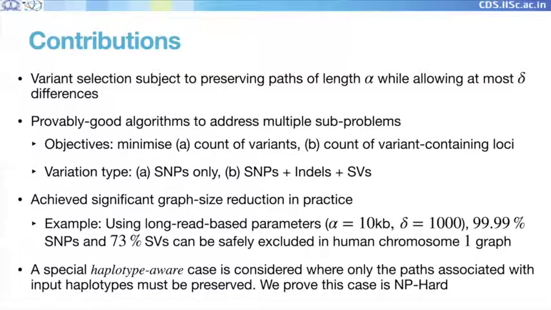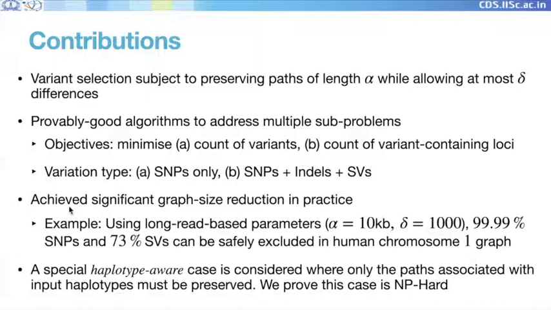Here is a complete outline of the contributions of our paper. We propose a variant selection framework subject to preserving paths of length alpha while allowing up to delta differences. We address multiple sub-problems here. For example, the objective of the user could be to minimize the count of variants or minimize the count of variant containing loci. We also have to consider the different types of variation. For example, the graph could contain only SNPs, or it could be a generic graph containing SNPs, indels, and structural variation.